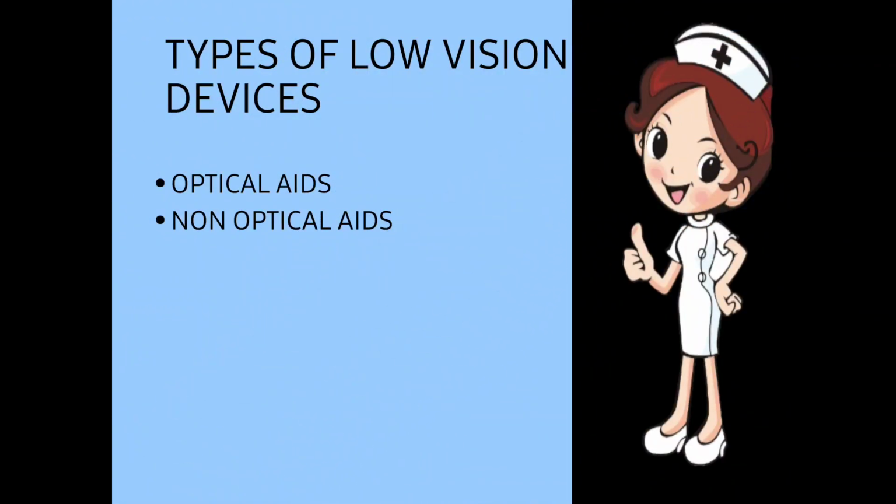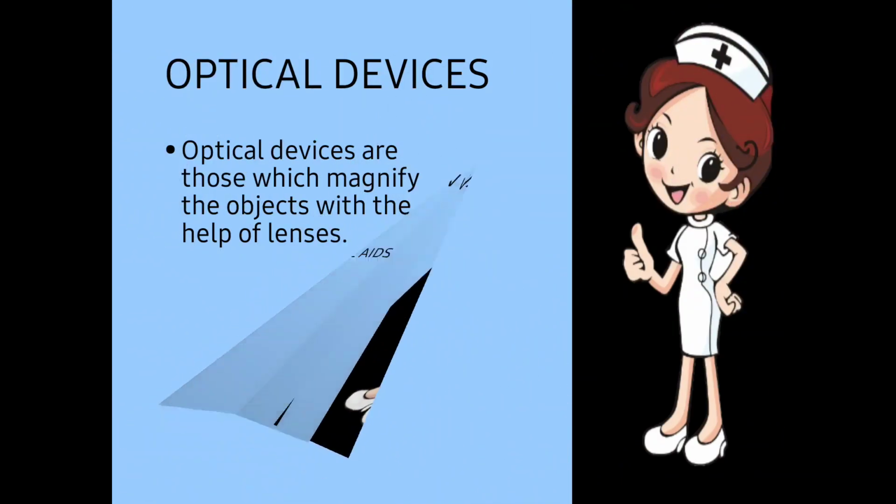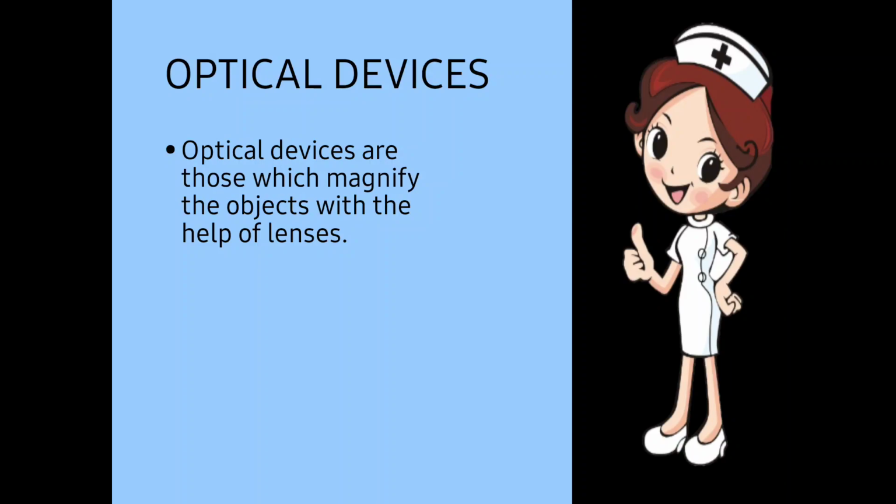Okay, types of low vision devices. Now we have two types of low vision devices. The first one is optical aids and the second one is non-optical aids, or we can say optical devices and non-optical devices. Next, optical devices. Optical devices are those which magnify objects with the help of lenses, so objects get magnified. These are the optical devices.